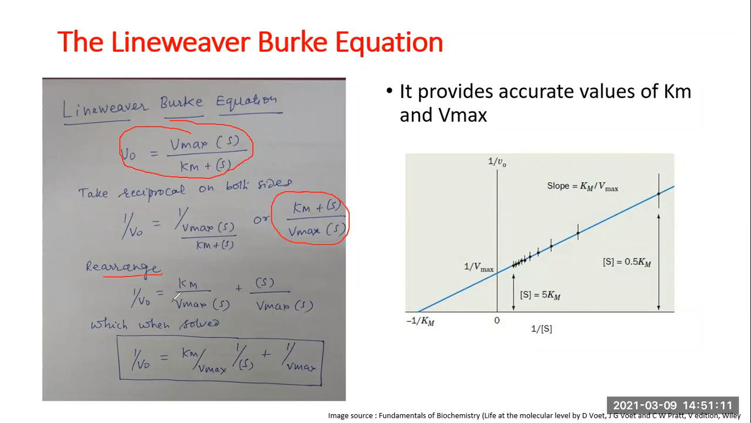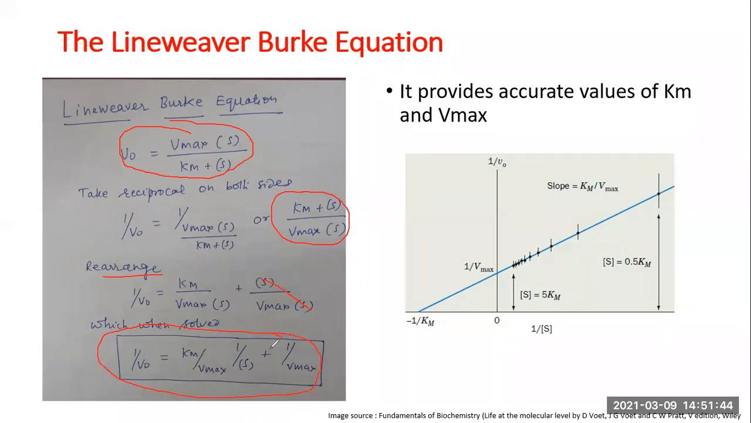And when you rearrange it, you get 1 over V0 equals Km upon Vmax S plus S upon Vmax S. So you can cancel these two. What you are left with is 1 upon V0 is equal to Km upon Vmax times 1 upon S plus 1 upon Vmax. This particular derivation obtained from the Michaelis constant is called the Lineweaver-Burk equation. How do you get it? By taking the reciprocal on both sides.